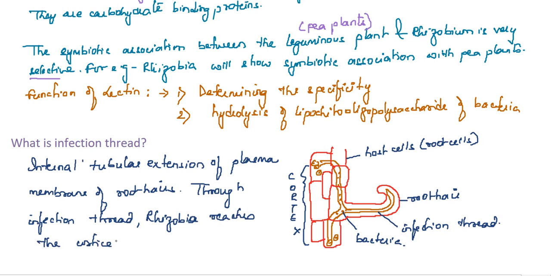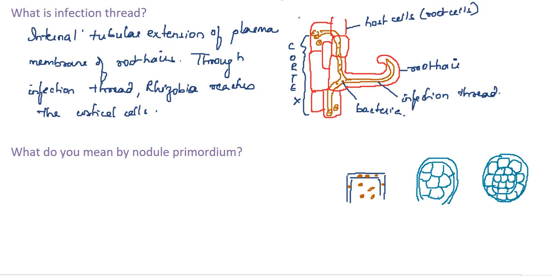Clear how these infection threads are formed? Many Golgi vesicles and tubules fuse together to form the tubular extension. These tubular extensions have the bacteria, and through the infection thread they reach the cortical cells, where they will form the nodule. So see here, whenever these bacteria reach the cortical cells, what will happen? These bacteria will induce cell division.